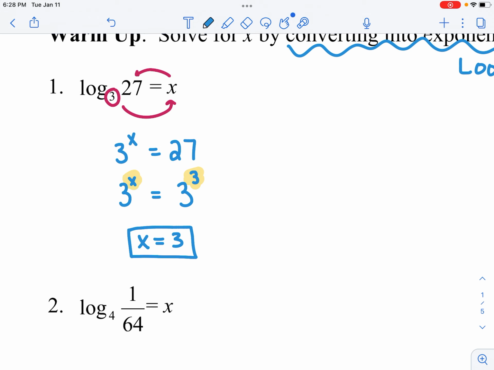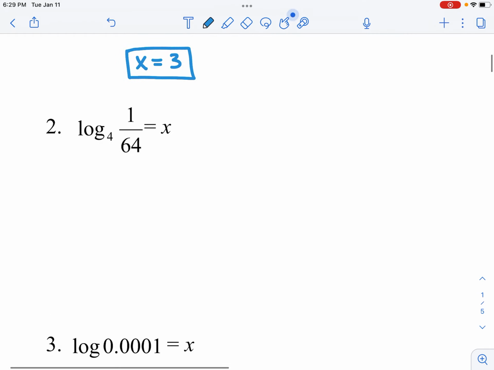Now, this logarithm could have been completely just typed into your calculator. We're just really practicing the loop trick, but since everything attached to that log is a number, you could have typed in log base 3 of 27 and confirmed that it was indeed 3. Okay, let's try number 2.